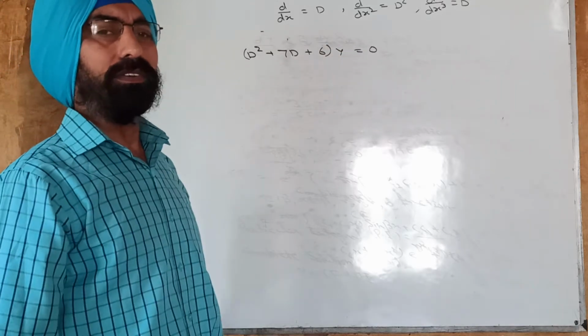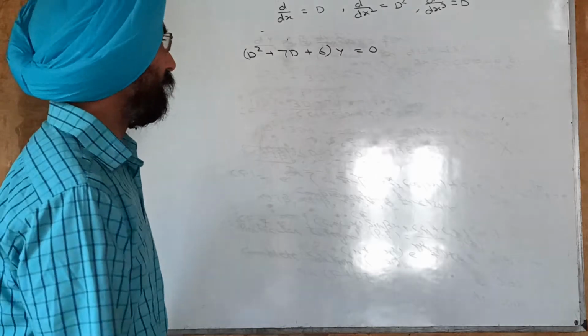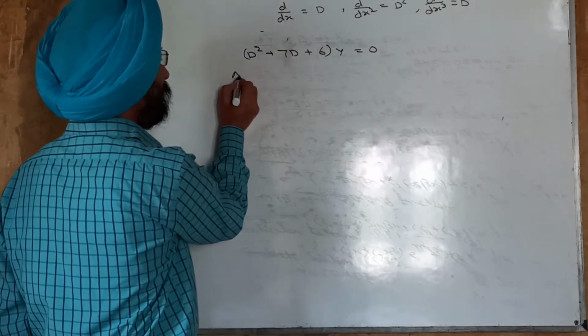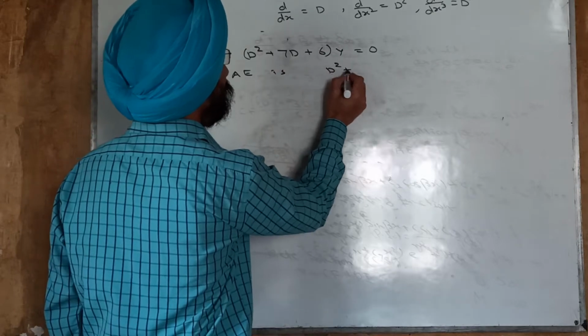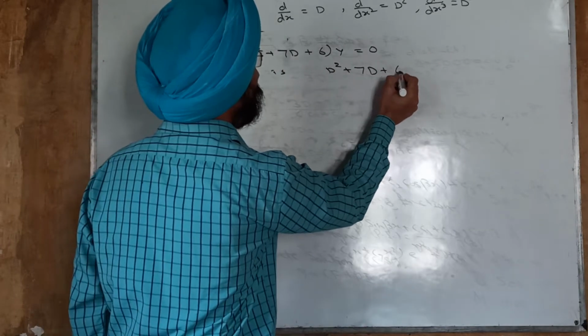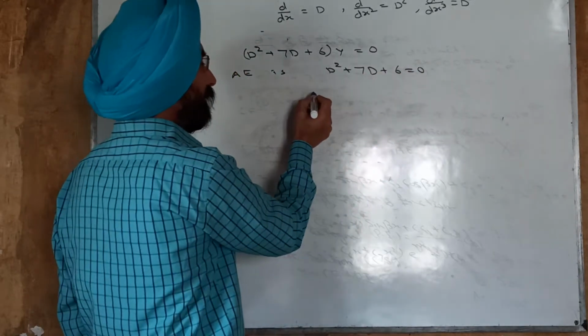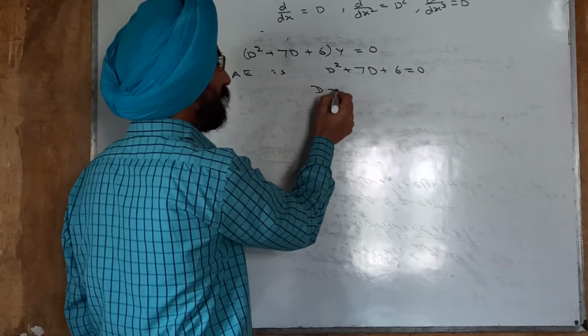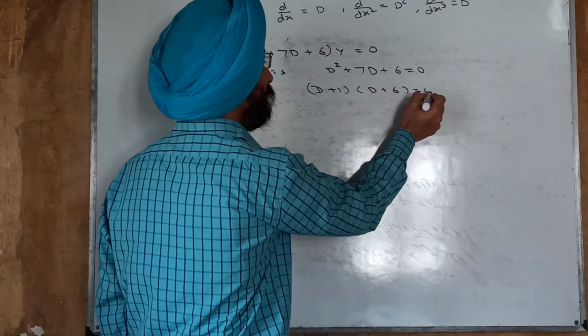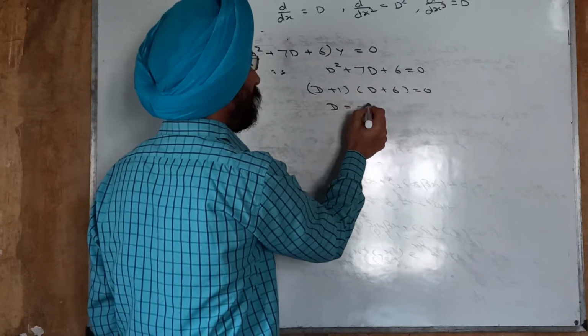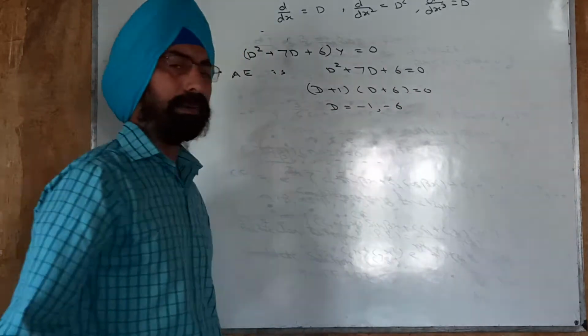First of all, we will find the auxiliary equation. The auxiliary equation in this case is D square plus 7D plus 6 is equal to 0 and the factors of this equation are (D plus 1)(D plus 6) is equal to 0, giving D is equal to minus 1 and minus 6.